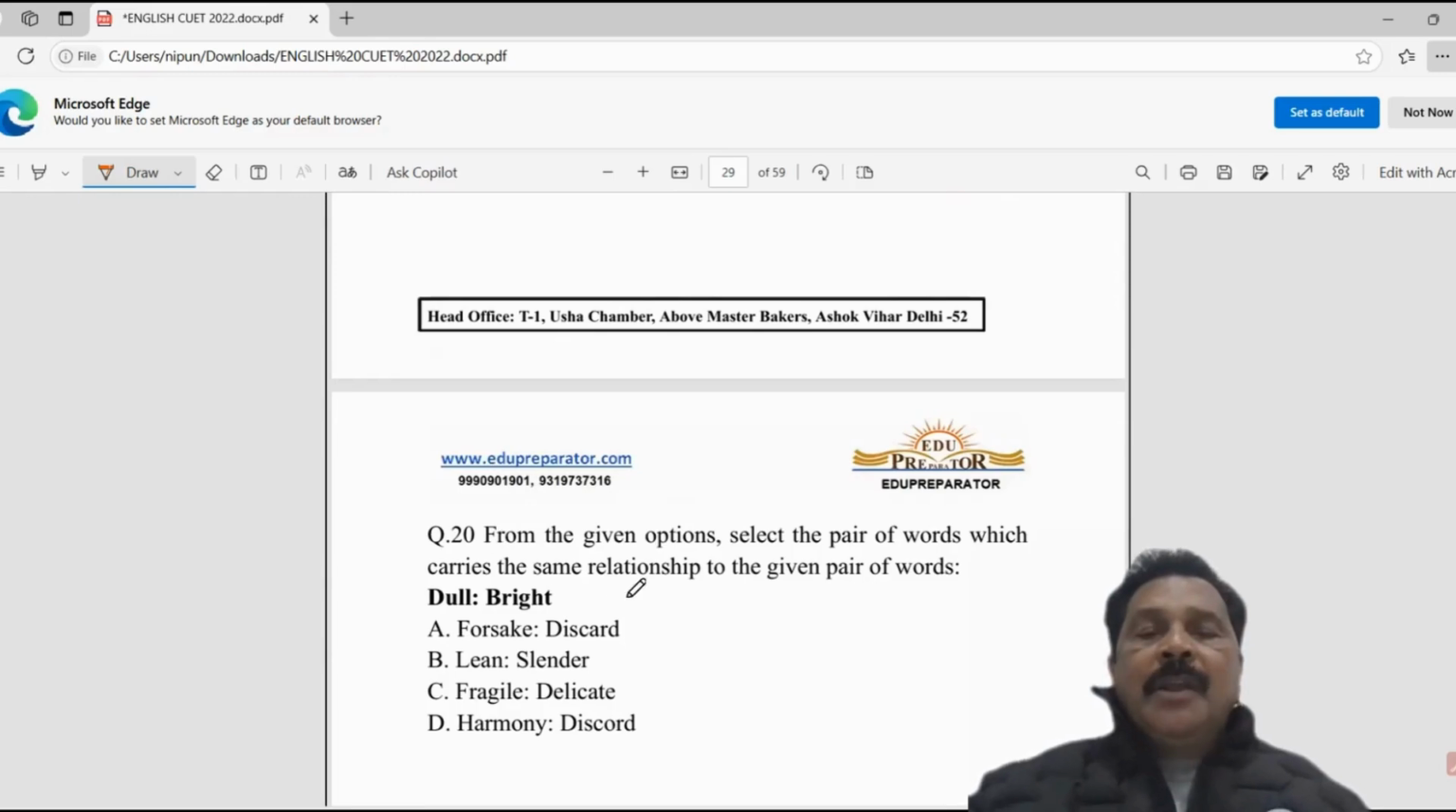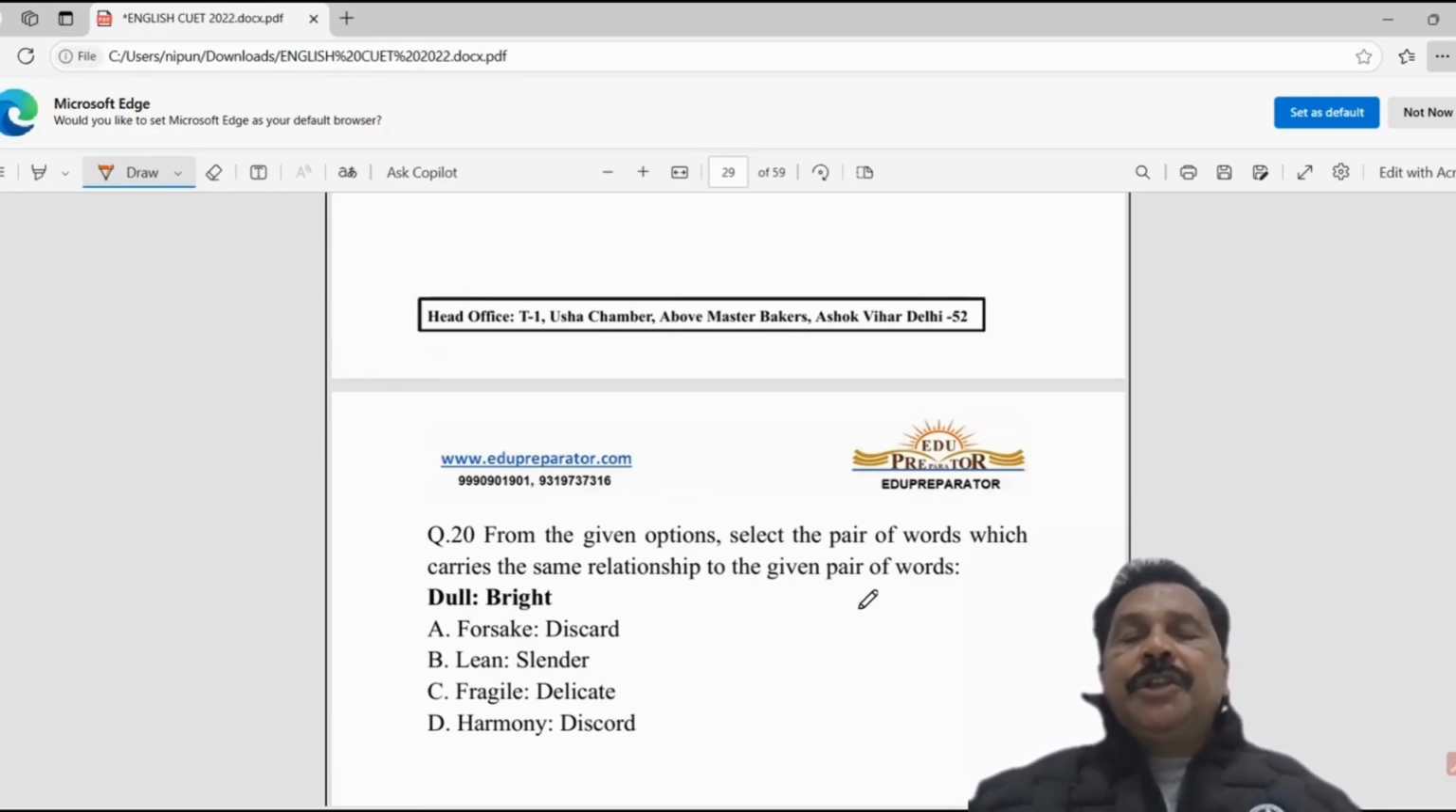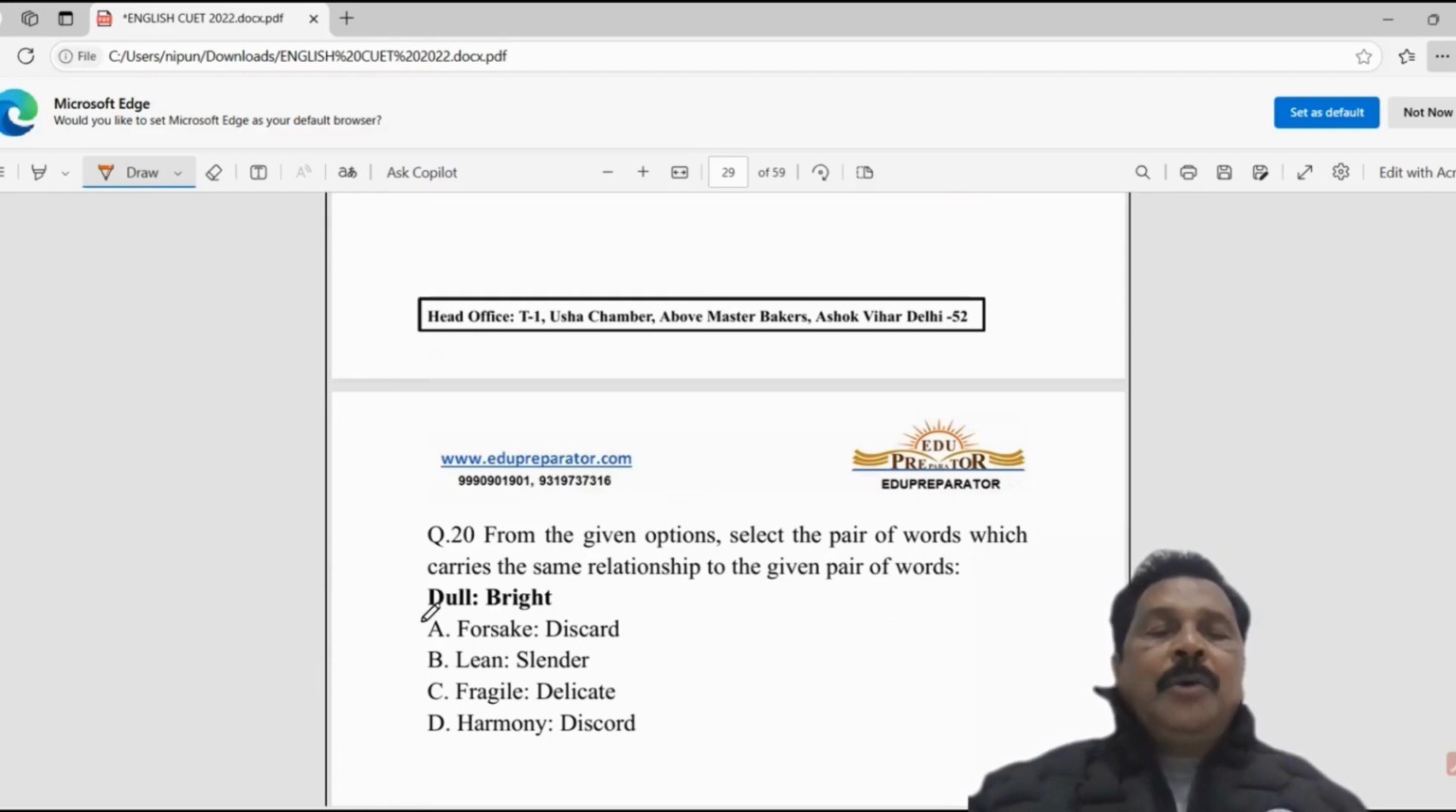Question number 20. From the given options, select the pair of words which carries the same relationship as the given pair of words, dull and bright. You know that dull and bright are speaking about color. So forsake and discard. Forsake means abandon. Lean and slender, same. Fragile and delicate. Fragile means glass, easily brittle or breaking. And the answer is harmony and discord.